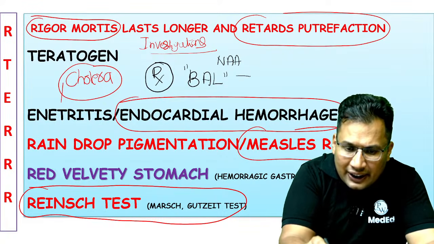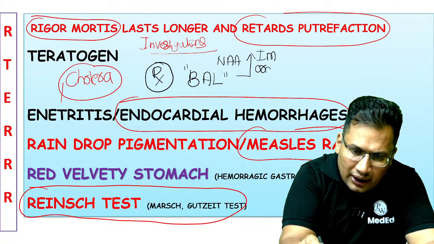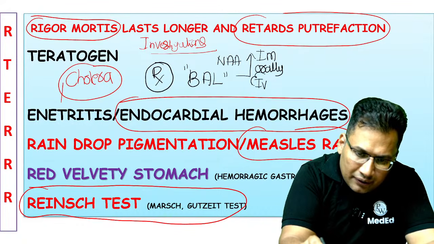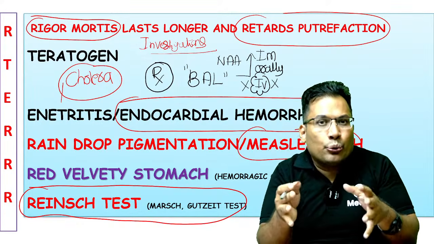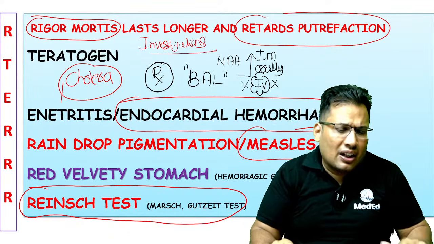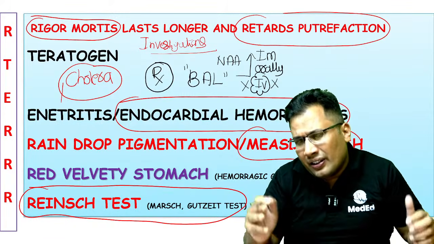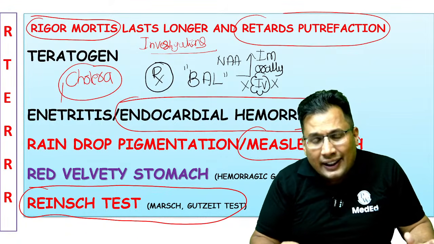Remember, BAL is given intramuscularly, never orally, never intravenously. Why? Because it consists of peanut oil. Peanut oil leads to fat embolism and death. That's why BAL is given only intramuscularly. And again, nowadays we have analogs of BAL. We have DMSA, DMPS, and others.